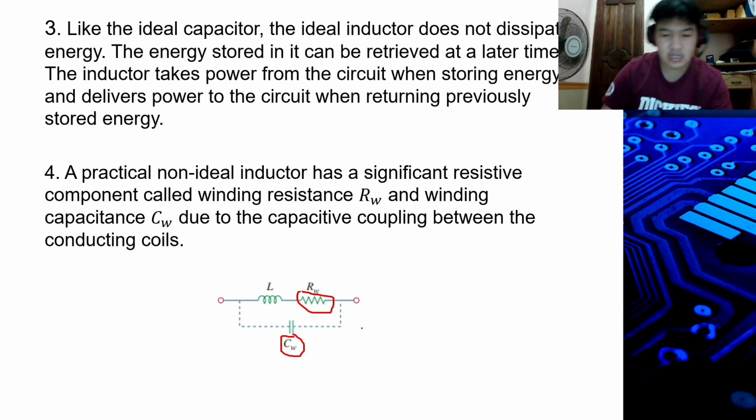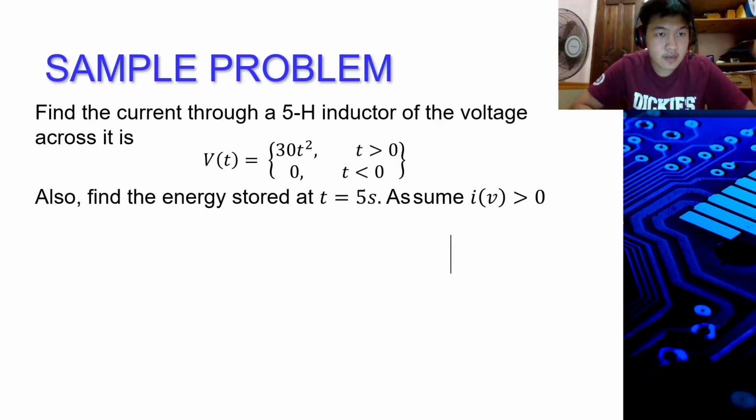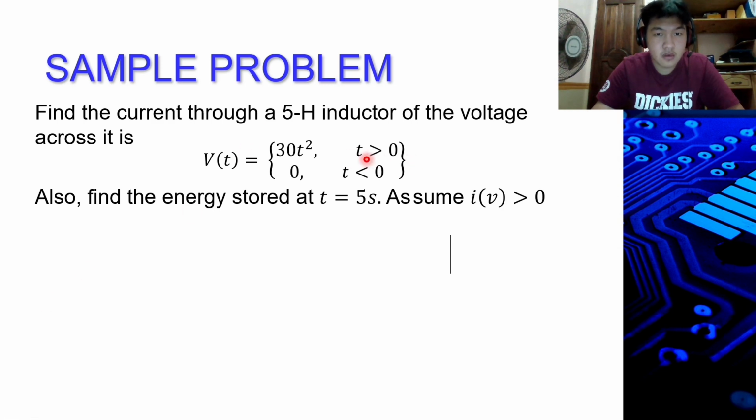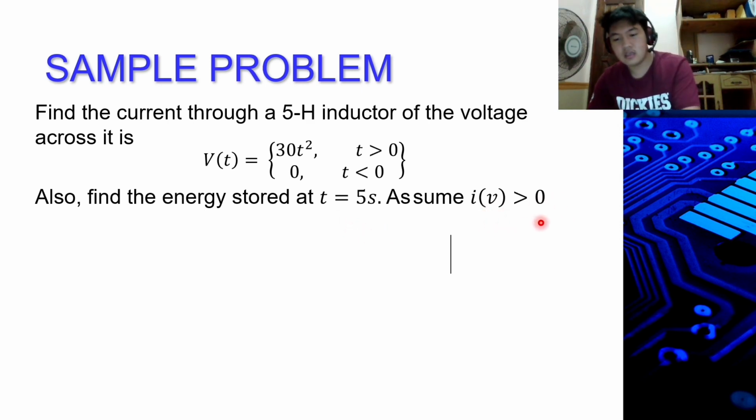Okay. Find the current through a 5 Henry inductor if the voltage across it, v of t, is equal to 30 t squared if t is greater than 0, and 0 if t is less than 0. Also find the energy stored at time equal to 5 seconds. Assume that i of 0 is greater than 0.